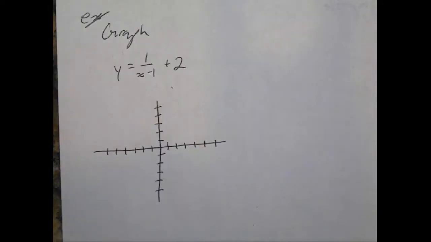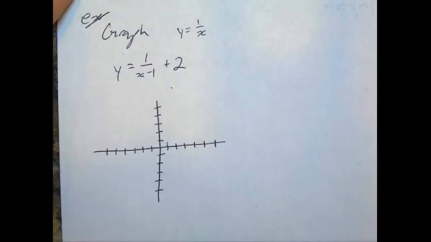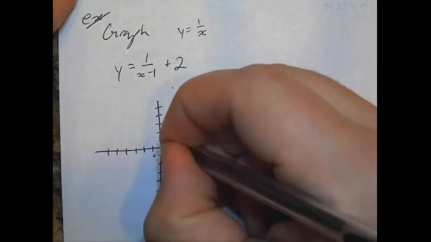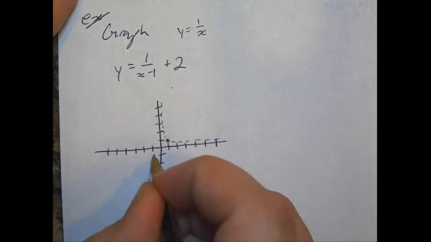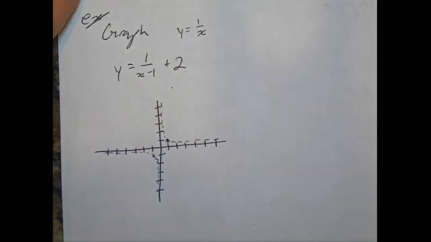All right, here's one where some things are going to be moving around. So again, my parent function is just 1 over x. Just like everything you've done before, try to go ahead and graph your parent function on there. Because once we know our parent function, we can move this thing up, down, left, right, whatever way we want to go. Do a little dance with the thing.